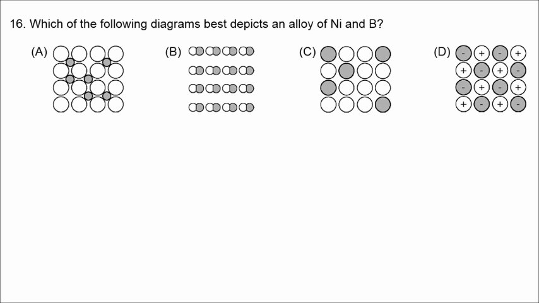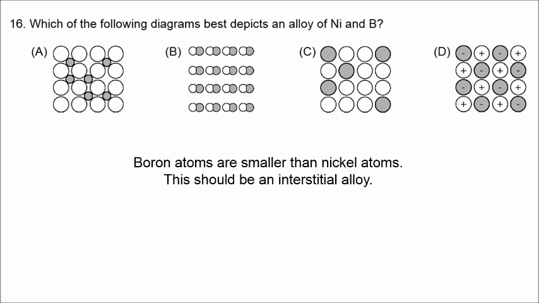Nickel is a metal. Boron is a much smaller atom that's a metalloid. So boron is in period 2. Nickel is in period 4. So boron is much smaller in size than nickel. So we're looking for a particle diagram that represents an interstitial alloy. The correct diagram is A.